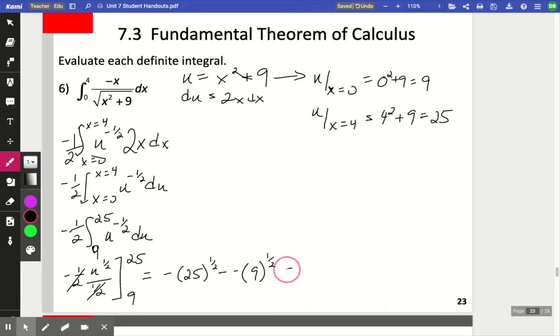So what does the 1/2 power mean? Remember, it means square root. So the square root of 25 is 5, so I have negative 5 plus, minus a negative, the square root of 9, which is 3. And so my answer is negative 2.